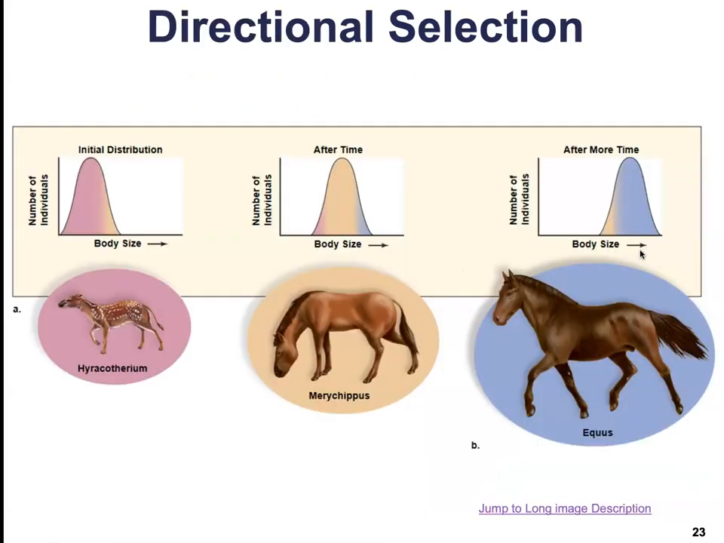Body size increase in horse evolution, very similar to what we talked about with giraffes, that the larger the body size, the more favored it was. And so we've seen over the course of time, from the Hyracotherium to the Merychippus to the Equus, our current modern breed of horse, we're going to see an increase or a shift towards a larger horse size.